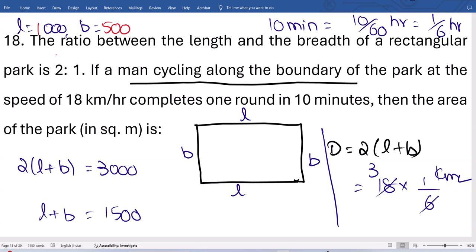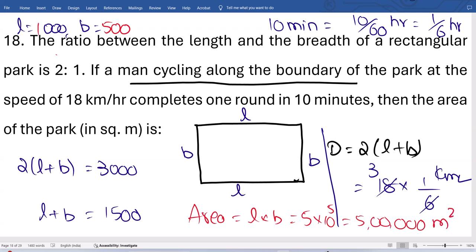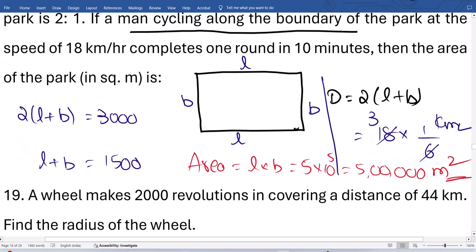Twice (L plus B). Sir, why is distance 2 into (L plus B)? The man is cycling along the boundary of the park. Now you got length and breadth. Area will be L into B, which is 5 into 10 power 5, 5 lakh square meters. But see the question. Good question. Indirectly perimeter is given, not directly.